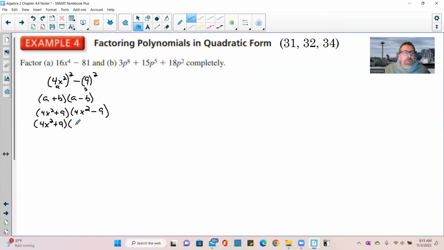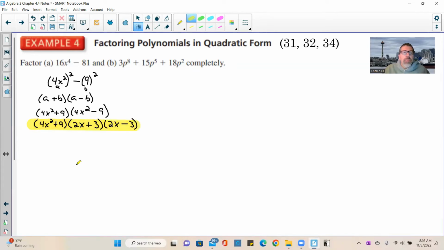And then we take the square root of 4 and the square root of x. So you take the square root of the first term plus the square root of the second term times the square root of the first term minus the square root of the second term. Whew. Okay, so 2x plus 3 is linear, 2x minus 3 is linear. I can't factor anything out of those. This is factored. So this is the answer.